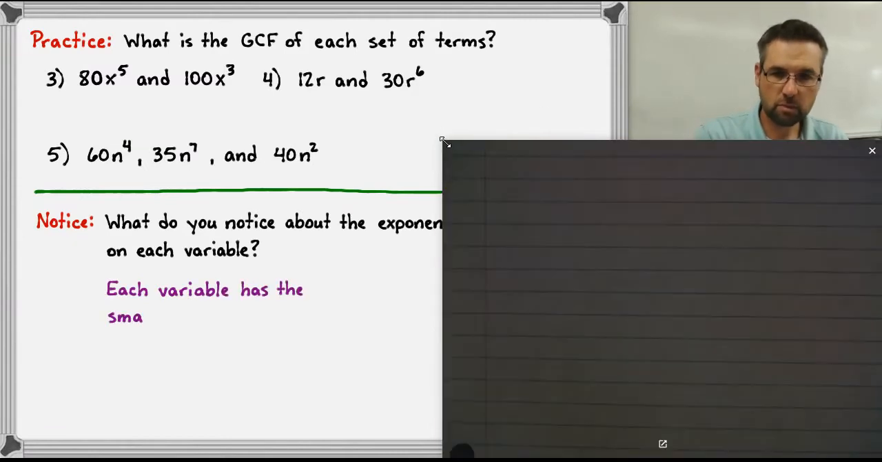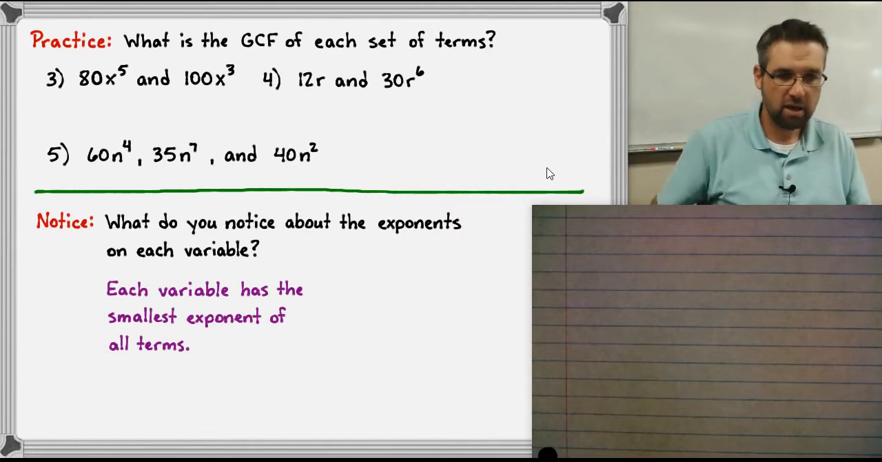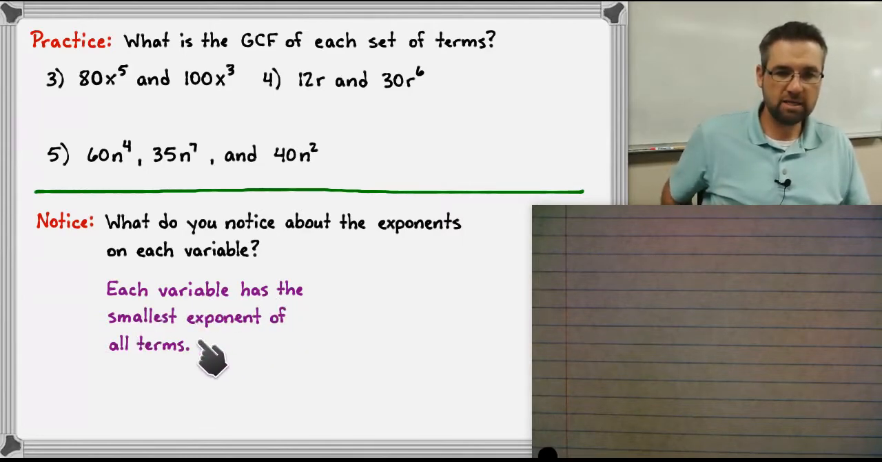So notice, what do you notice about the exponents on each variable? The GCF holds the smallest exponent. So you can see that each variable has the smallest exponent of all the terms. So the GCF of this one is going to be x to the third. The GCF of this one's going to be just r to the first. The GCF of this one's going to be n to the second.